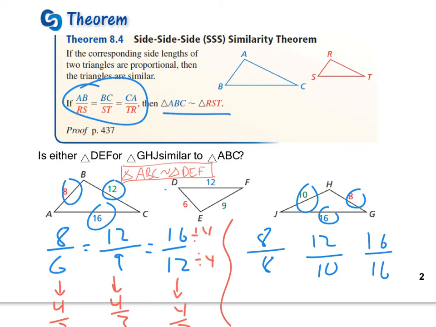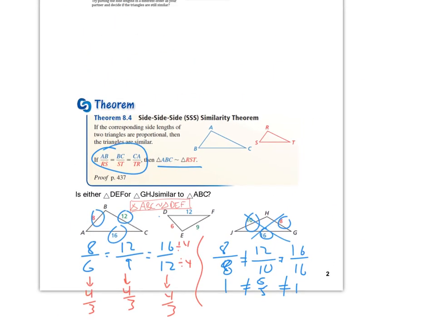Are these the same? Is 8 over 8 the same as 12 over 10? No, it's not, because this one right here is 1, and this is not 1. This simplifies to 6 over 5. That is not 1. Or if you divide it out, you're going to get 1.4, okay? And this one over here is 1 also, and obviously 6/5 is not equal to that, okay? So this one's just out of the picture. So if 3 sides are proportional, then the triangles are similar.